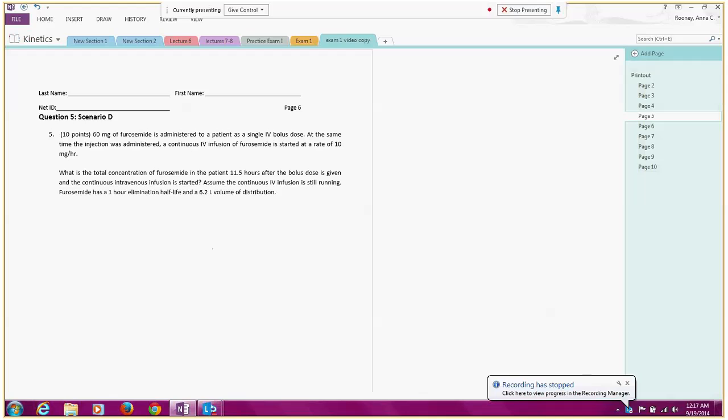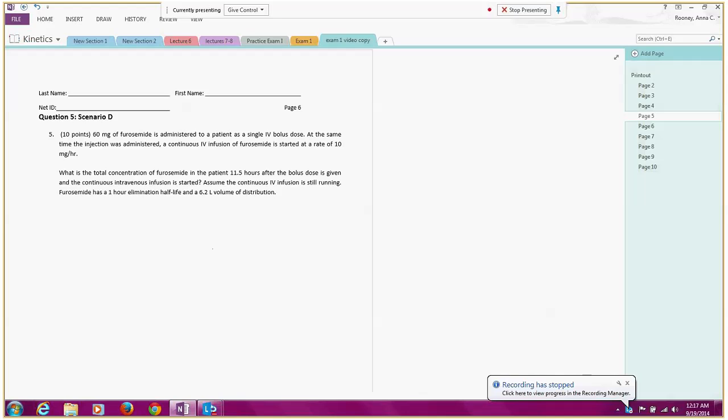So this scenario D, we have 60 milligrams of furosemide administered to a patient in a single IV bolus dose. At the same time the injection was administered, a continuous IV infusion of furosemide started at the rate of 10 milligrams per hour. Now, what is the total concentration in the patient 11 and a half hours after the bolus dose is given and the continuous infusion has started?